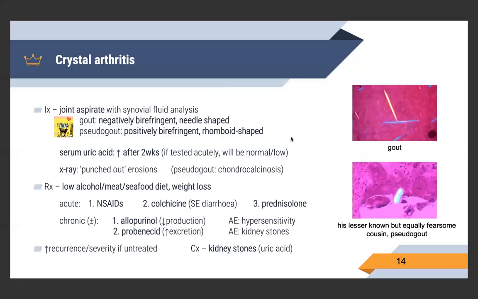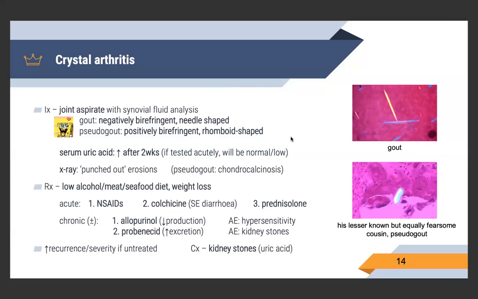Now, chronic. If I come in and I've had one episode of gout, you wouldn't necessarily start me on chronic treatment. This is only if someone has repeated episodes and it's out of control. The first one you go for is allopurinol, which people often have an allergic reaction to. That's important to know. And this decreases the production of uric acid.